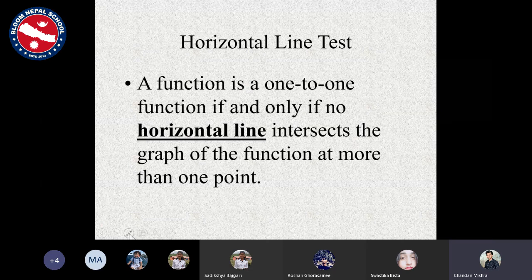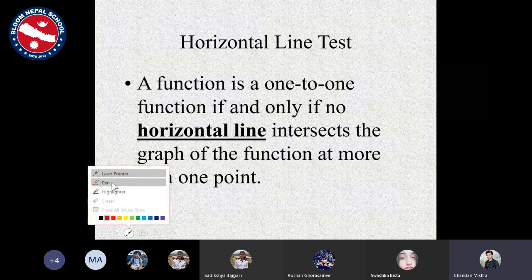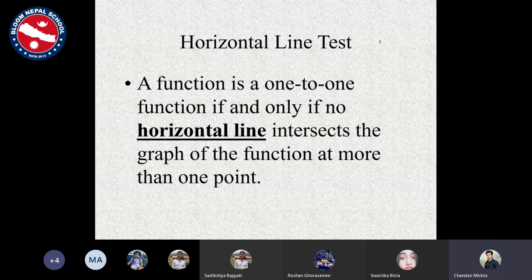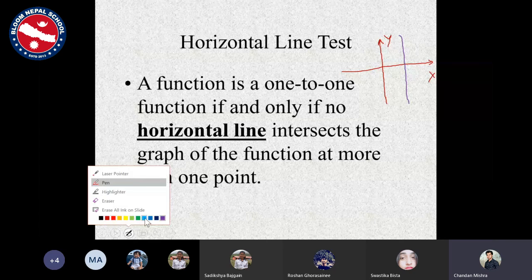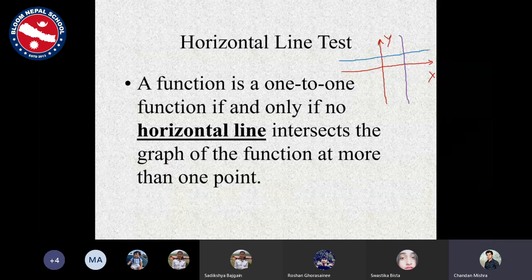Now what is a horizontal line? It's a line that is parallel to the x-axis, right? If this is the coordinate axis, this is the x-axis and this one is the y-axis. In our vertical line test, we drew lines that were parallel to the y-axis, so this is the vertical line. Now a horizontal line is where we draw lines that are parallel to the x-axis. And if the horizontal line intersects the function only once, we say that the function is a one-to-one function. Otherwise, the function is a many-to-one function, right?